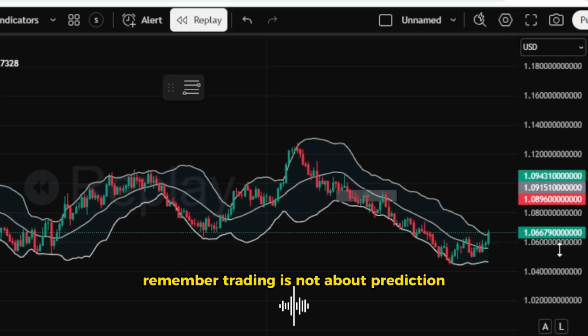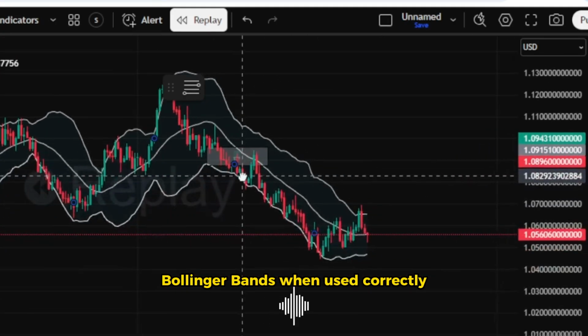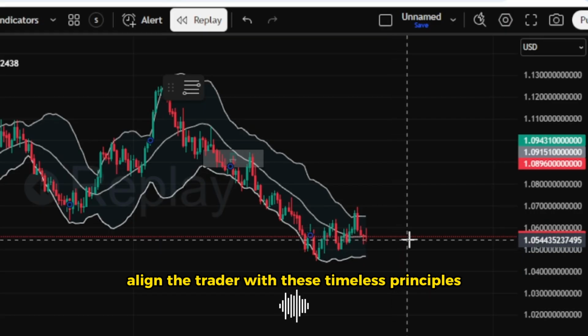Remember, trading is not about prediction, it's about preparation, risk management, and alignment with probability. Bollinger Bands, when used correctly, align the trader with these timeless principles.